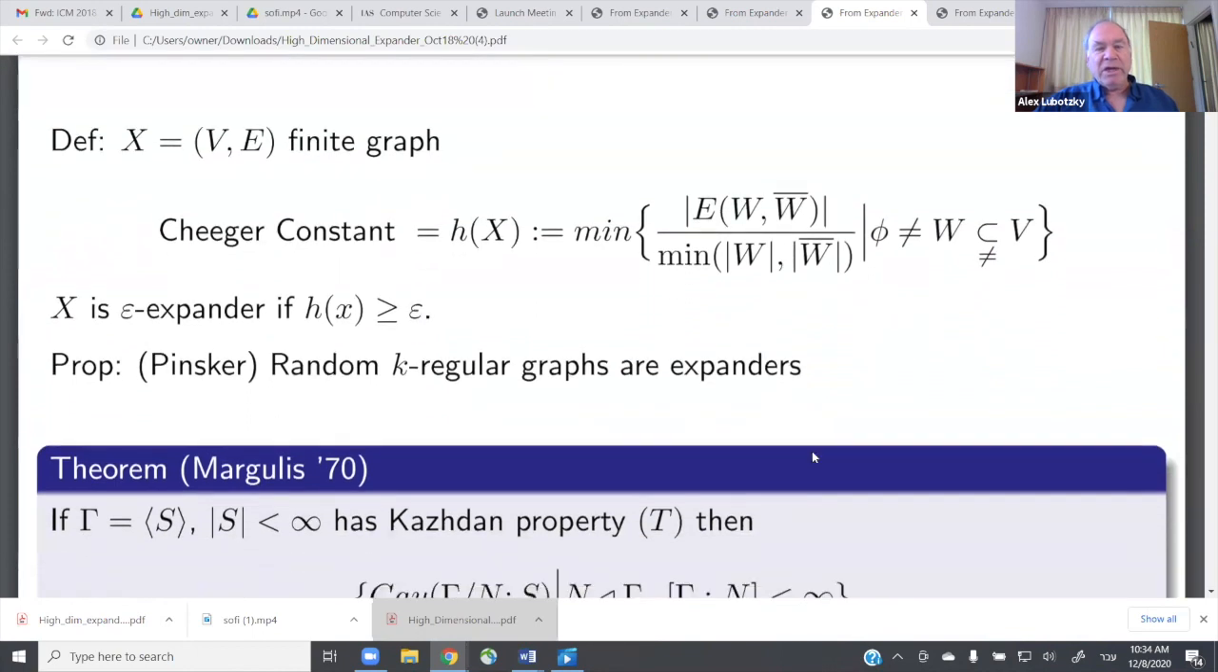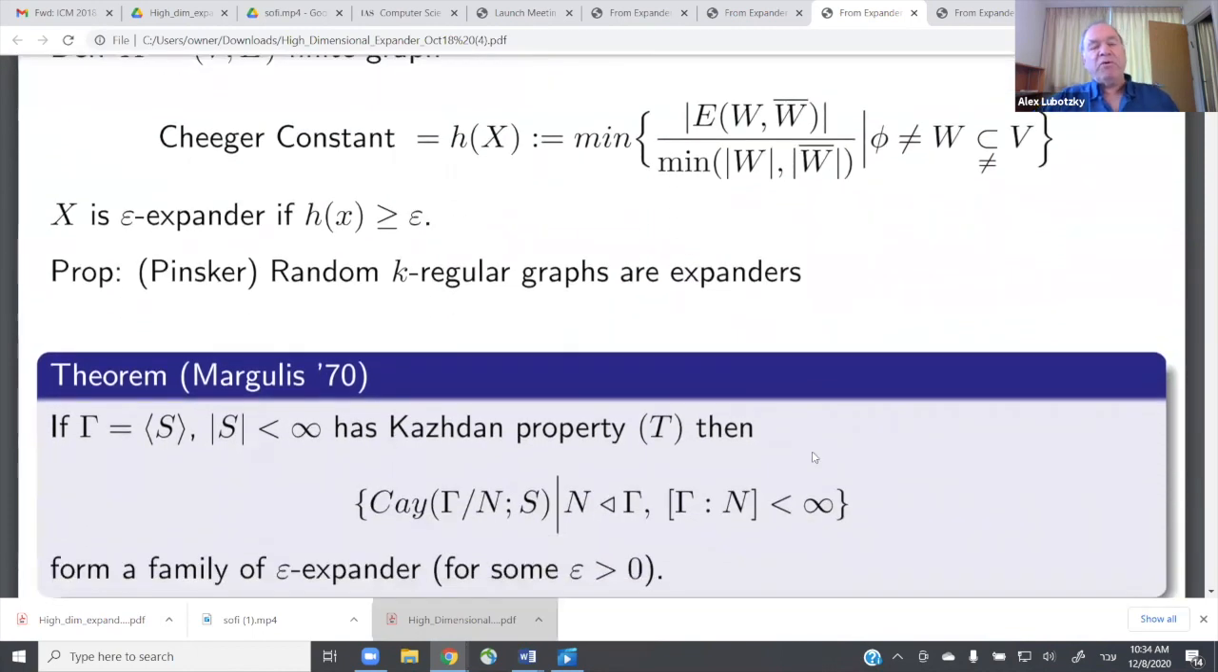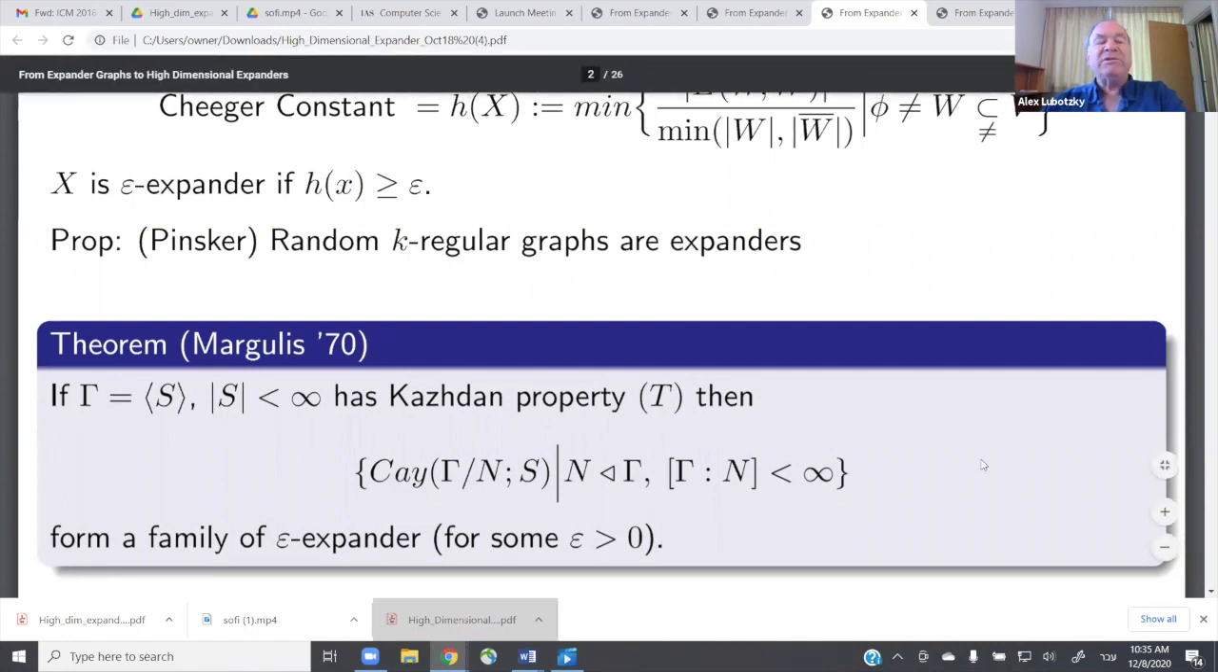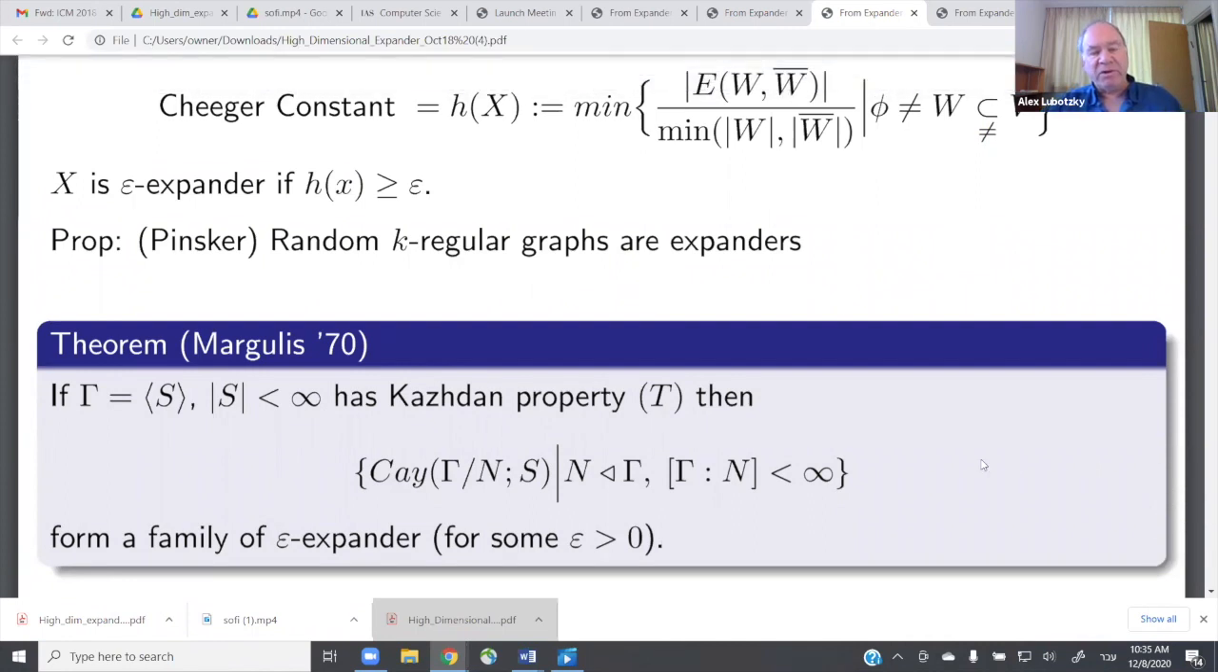Sorry. Okay, so this was the work of Pinsker and Margulis. Before, Alex, maybe you want to stress that k is a constant. Oh yes, I'm sorry. In the applications, what you usually want is k constant and the size of the graphs going to infinity. And then it's not so trivial that graphs like that even exist.